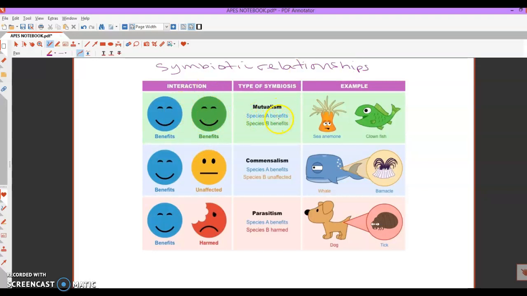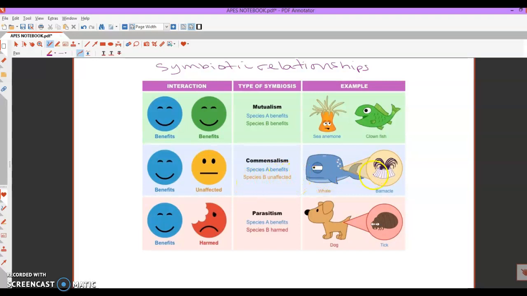So mutualism, they both benefit. Both A and B benefit. That's why they're happy. Commensalism is where one benefits and the other is unaffected. Now, unaffected does not mean that it is hurt. It just is kind of there.